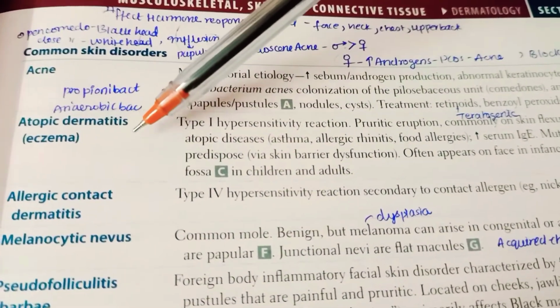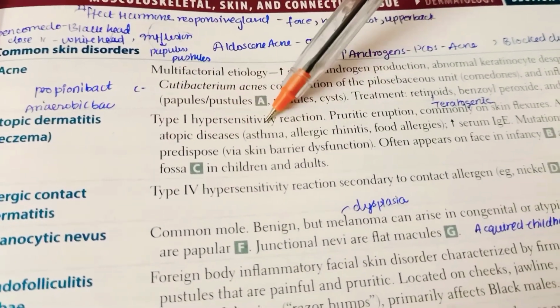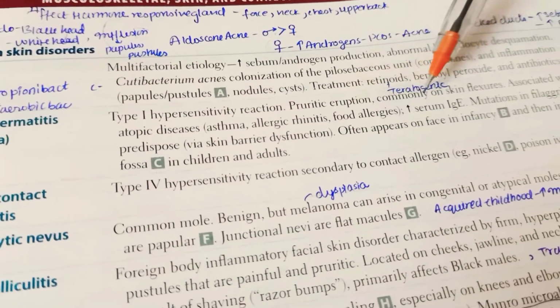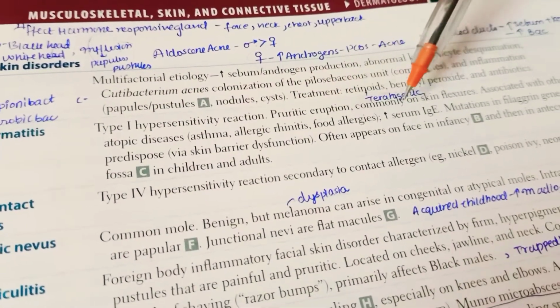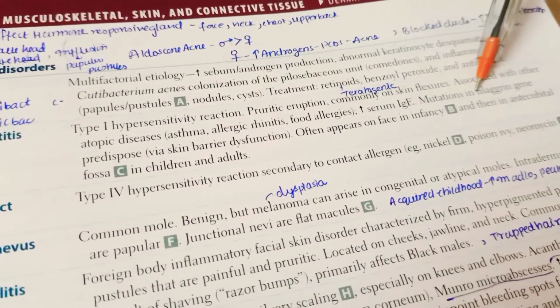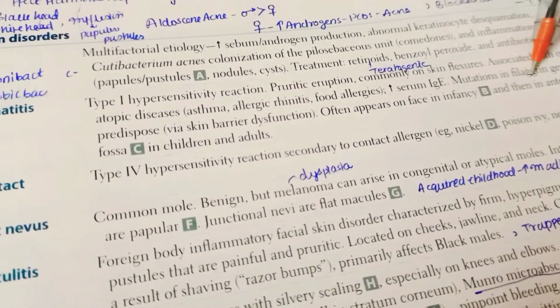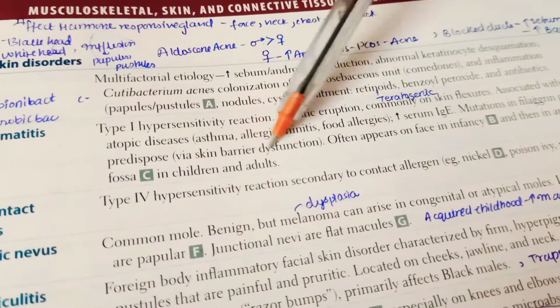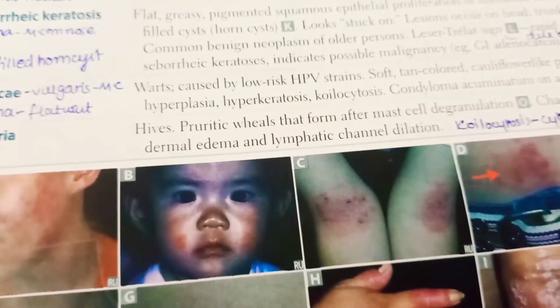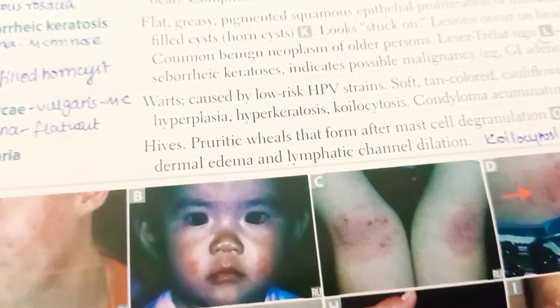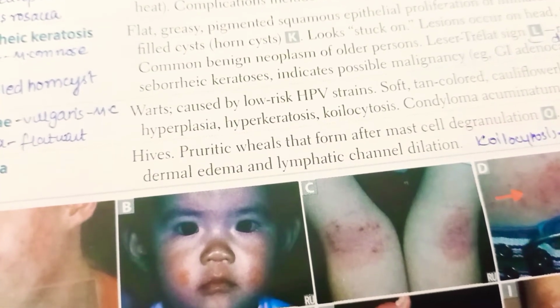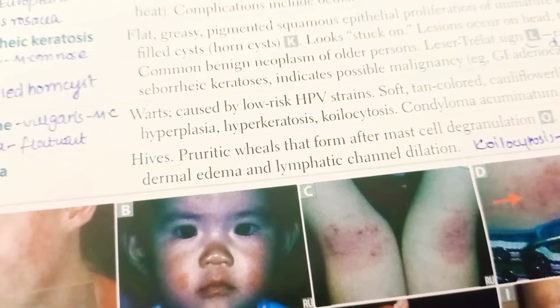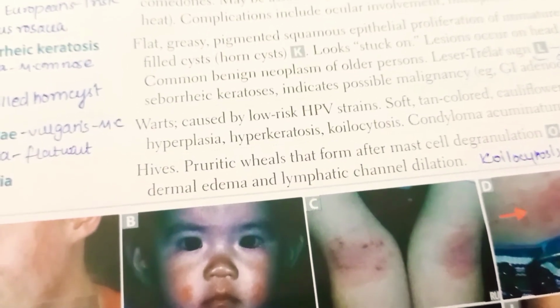Okay. Next, coming to atopic dermatitis. This is a type 1 hypersensitivity. It is a pruritic eruption commonly on skin flexures associated with atopic disease like asthma, allergy, food allergy. Here IgE is increased. Mutations are seen especially in the filaggrin gene, and this predisposes via skin barrier dysfunction. Often it appears on the face in infancy. You can see here in infants it is seen mainly, and then in the antecubital fossa in children and adults. So it is because of mutation in the filaggrin gene, via skin barrier dysfunction because of allergies, increased IgE, type 1 hypersensitivity.